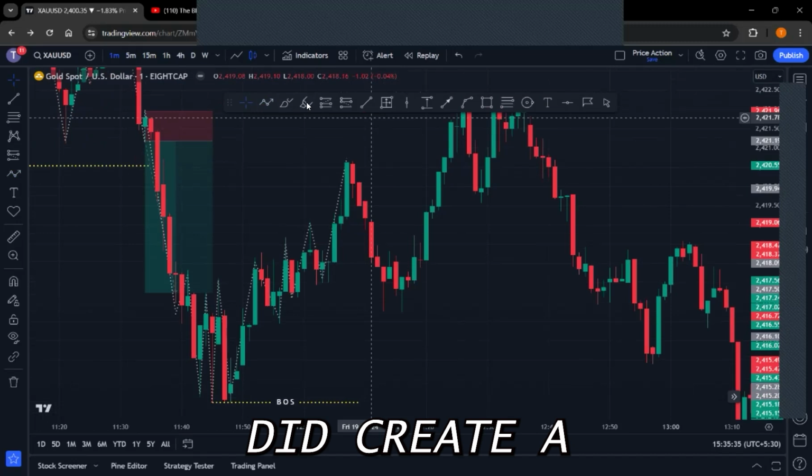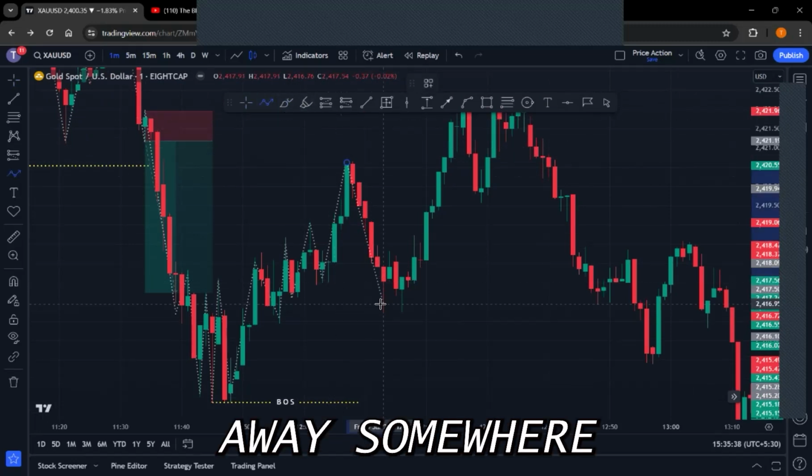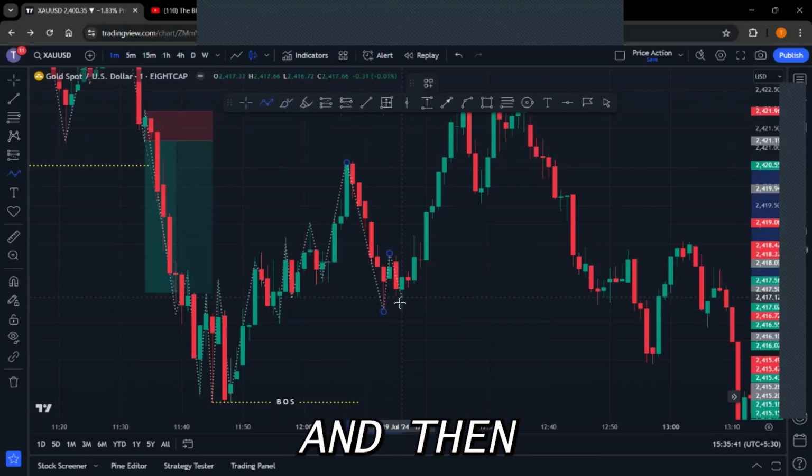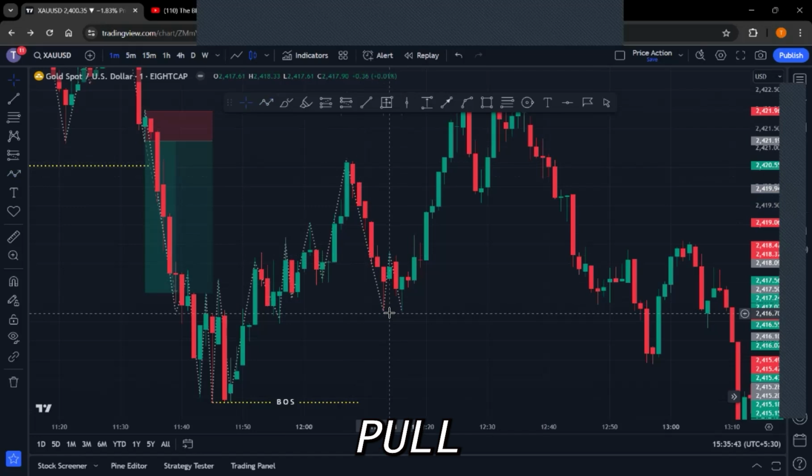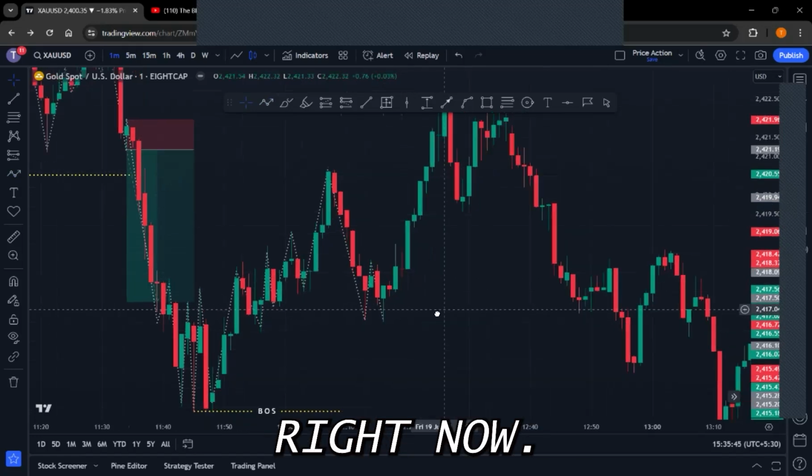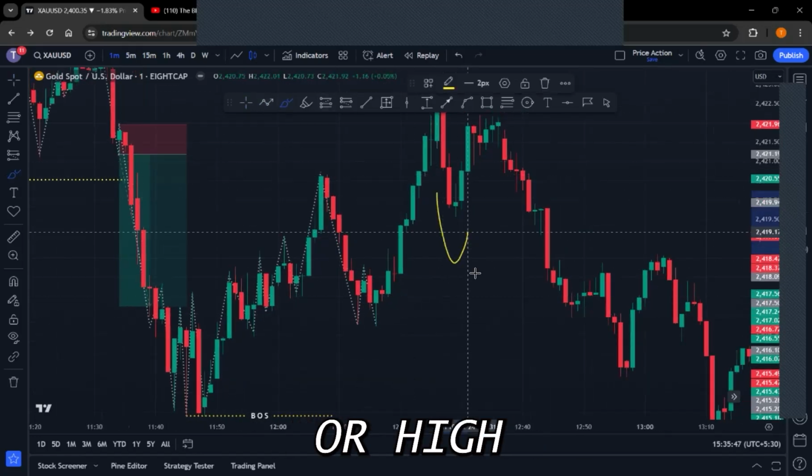And price did create a resistance somewhere around over here, and then created lower highs and then created equal lows. Okay, this is an equal low over here. So we will not be looking for selling right now. We need proper lower high, lower low in the market.